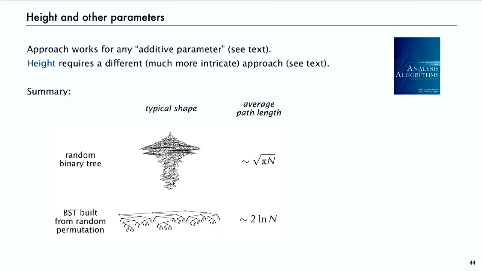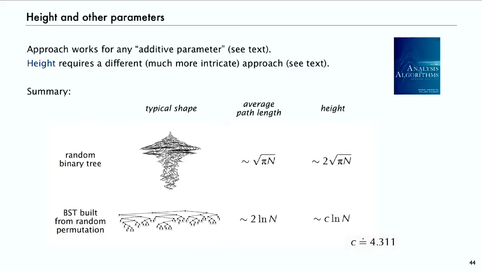The average path length, that's the average distance to a node in a random tree. For binary trees, it's square root of pi n. For BSTs from random permutation, it's 2 natural log n. And again, in the book, there's some description, although both of these derivations are quite intricate. The height now is known for random binary trees to be twice that average. And for random BSTs, it's a little more than twice. It's a constant times natural log n, where the constant is about 4.31.